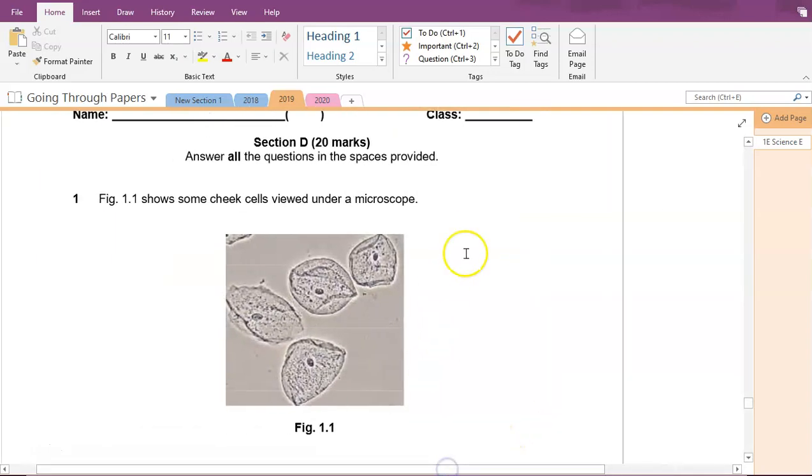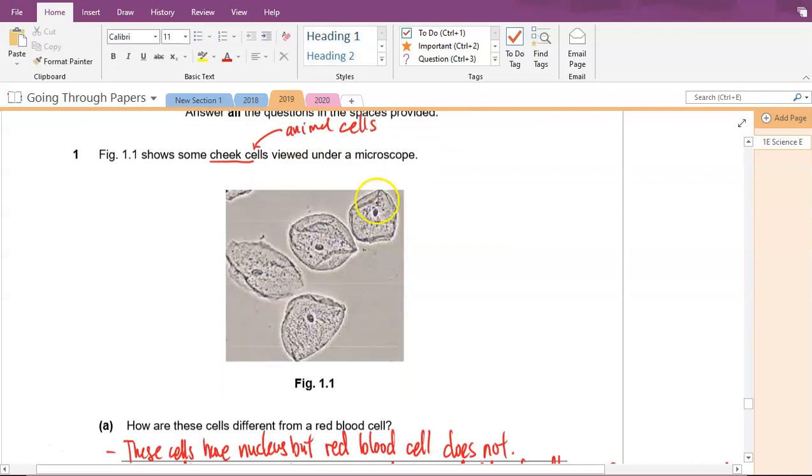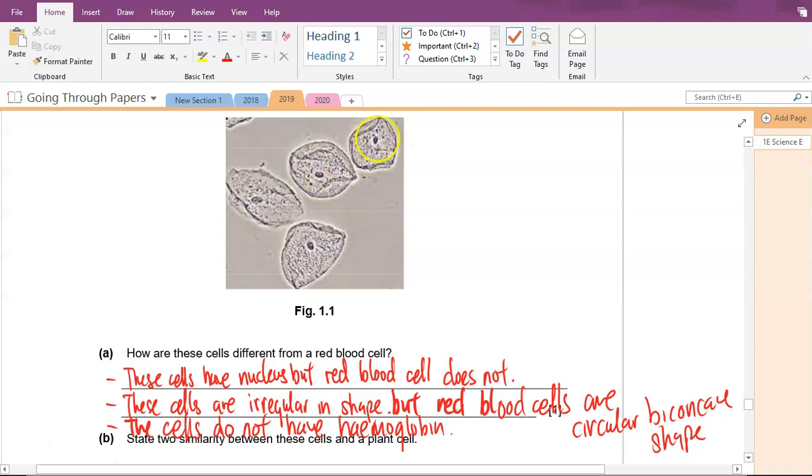It says, figure 1.1 shows some chick cells. So chick cells are actually animal cells. Okay, so these are some of the things you must be thinking through as you are going through the question, viewed under a microscope. So if you look at it, irregular in shape, this is the nucleus. Okay, you can obviously see the cytoplasm. Okay, and there's obviously the cell membrane over here.